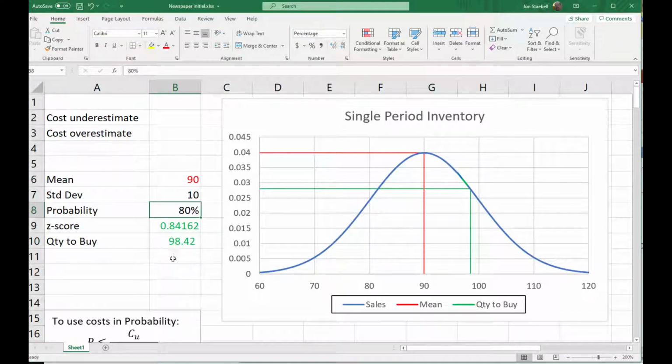Well, now what we want to do in this video is say, where did we come up with this 80% number? And is that the right number? Maybe it should be 60%. Maybe it should be 99%. Maybe it should be 20%.